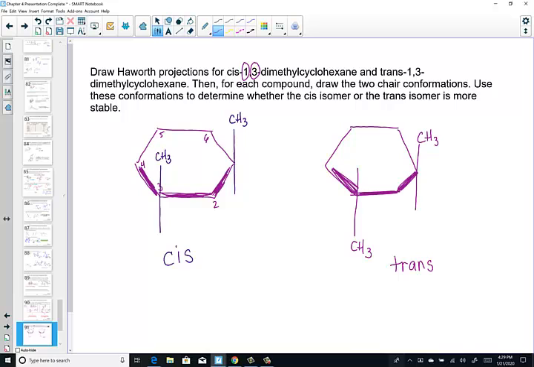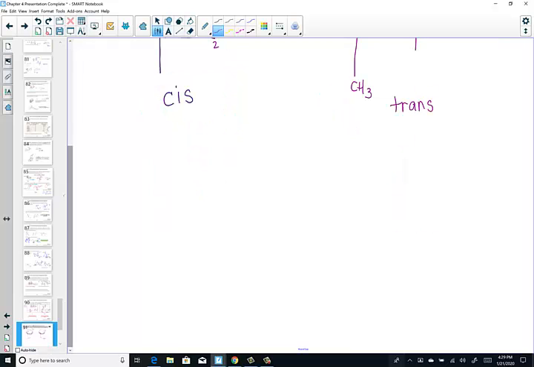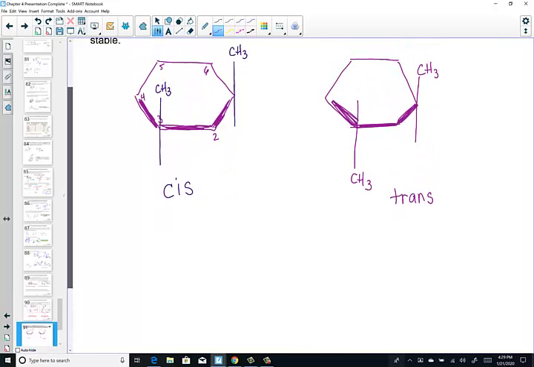Then it says for each compound, draw the 2 chair conformations. So let's turn these Haworth projections into chairs. So let's start with the cis conformation. I'm just going to try to draw, I'll draw these kind of slanted more this direction. 2 sets of parallel lines. Draw your little helpful dots in the center. And then connect those dots and do your best to form a cyclohexane. That's not terrible. All right, 1, 3.